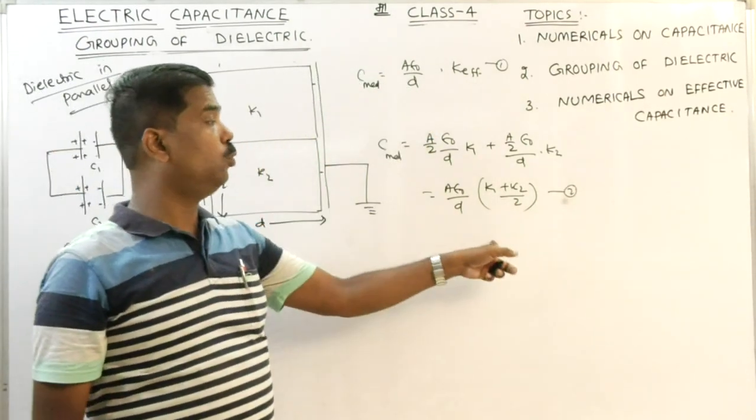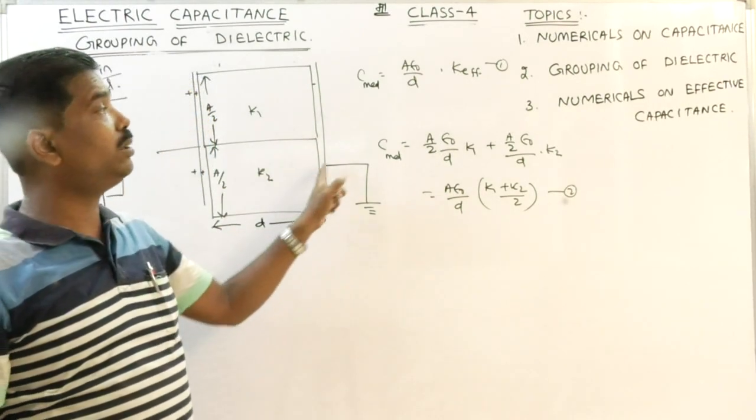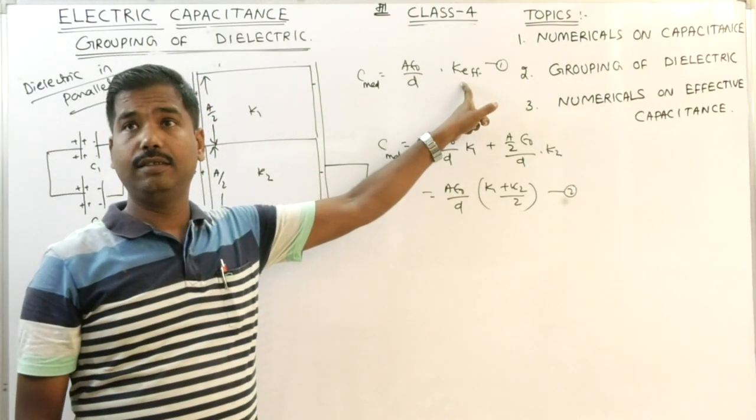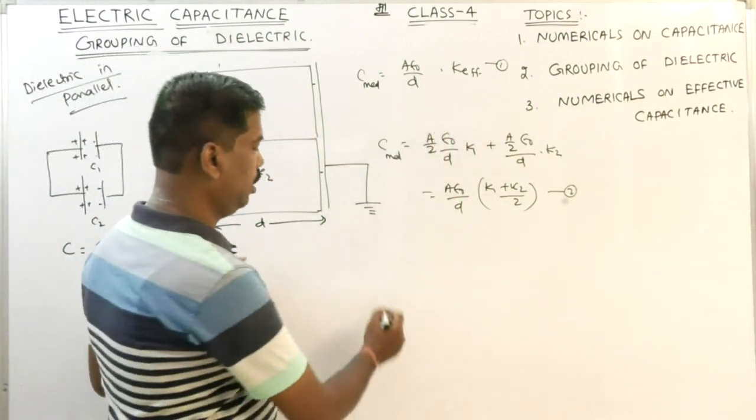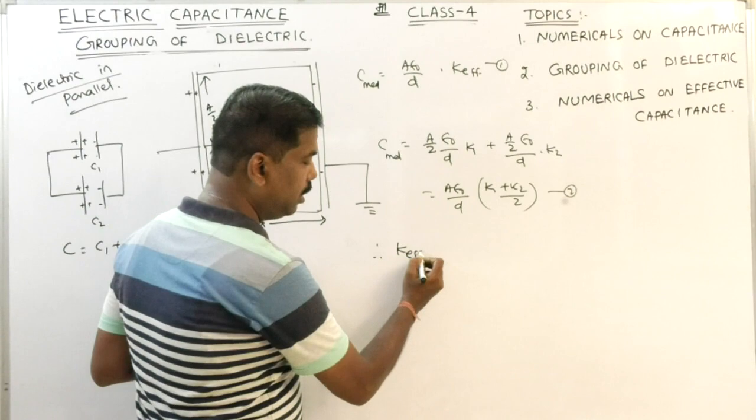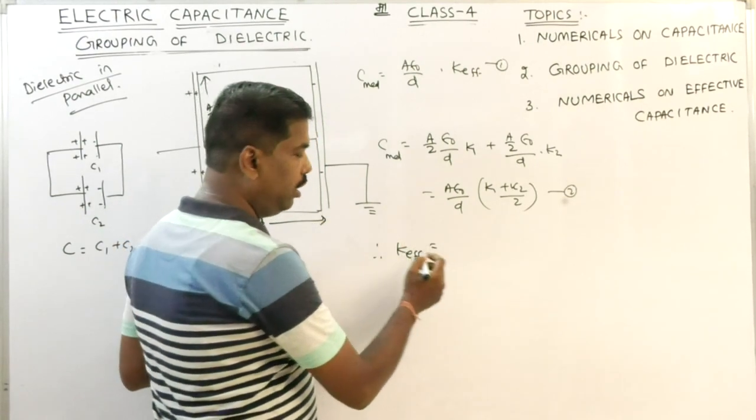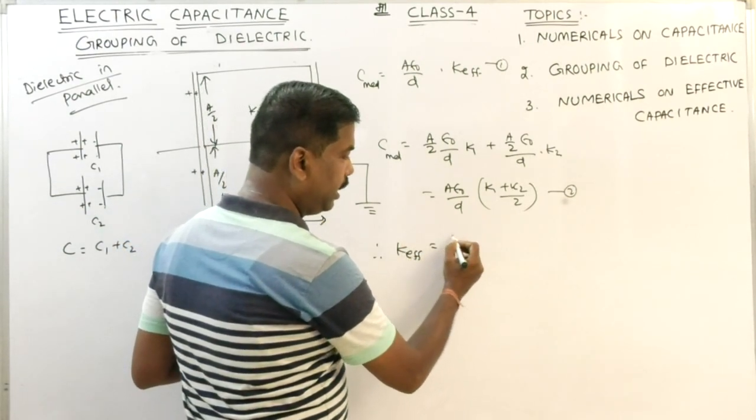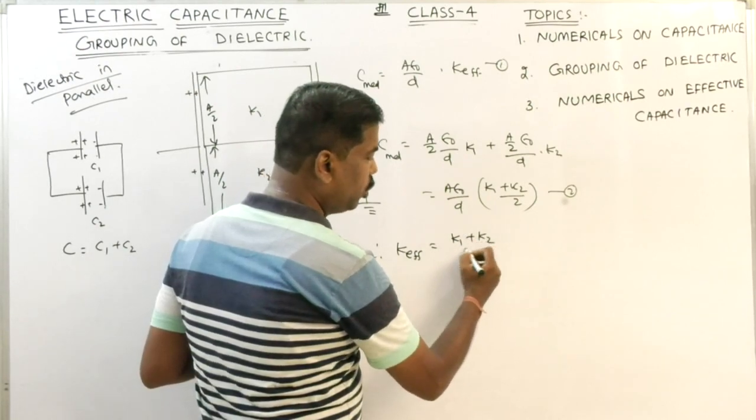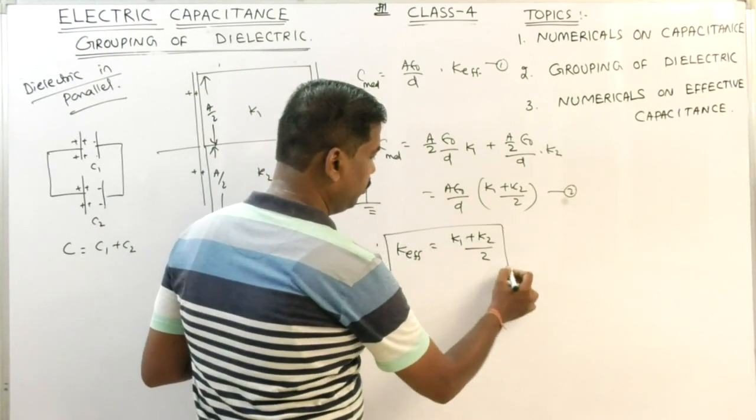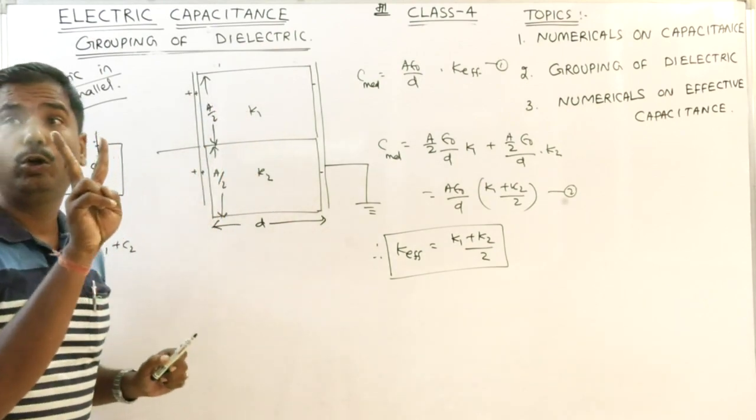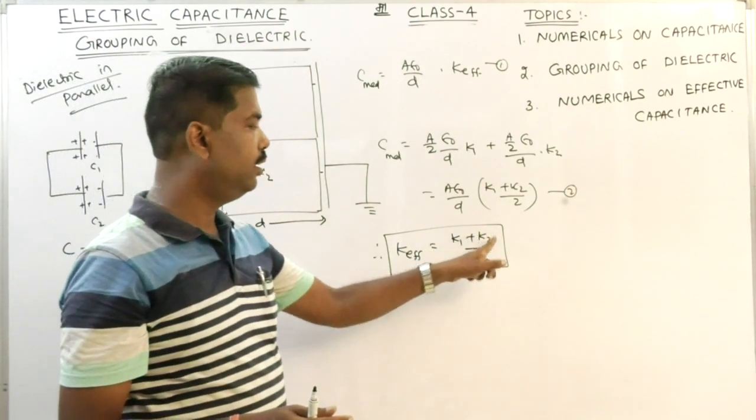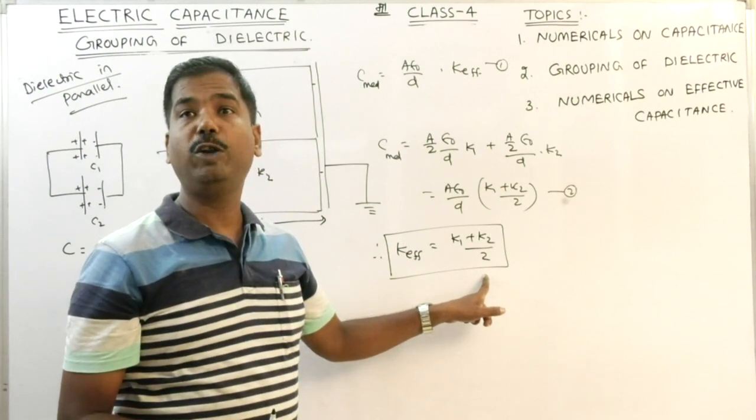Comparing equation 1 and 2, if two dielectrics are replaced by a single one, then the answer is this. Now the answer is found to be this. So the effective dielectric constant when dielectrics are in parallel is found to be K1 plus K2 by 2. As the area is divided into two halves, it is K1 plus K2 by 2.